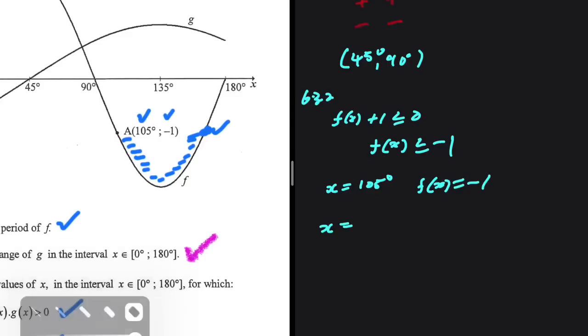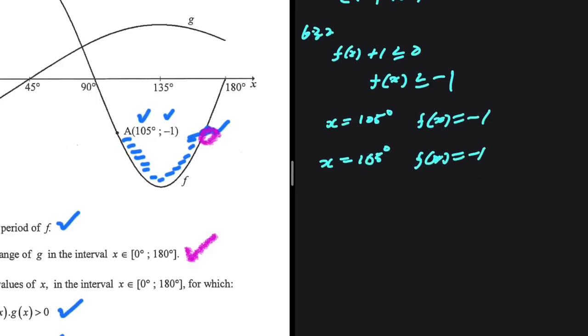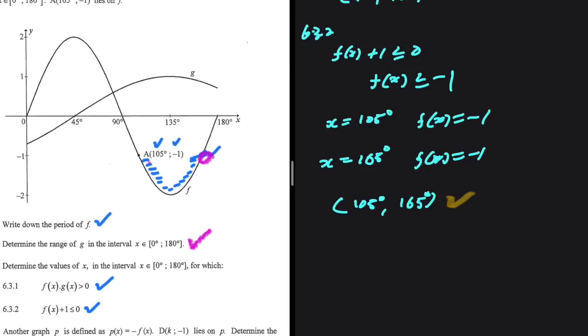This x value right here. Our solution will be between those two values. If you play around with your x values, if you say 105 plus 20 plus 30, you end up figuring out that when x is equal to 165 degrees, f of x will be equal to minus 1. So our solution, we need x to be between 105 degrees and 165 degrees. This is our solution. When x is between those two numbers, we can clearly see that f of x is less than minus 1, like we are required to do.